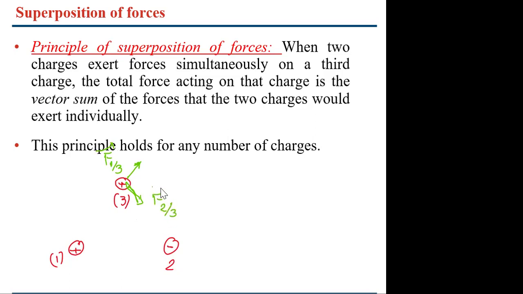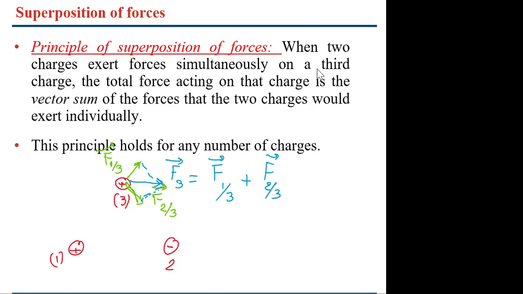This is F2 on 3. Good. What is the total force applied on charge 3? According to the superposition principle of forces, it's their vector sum. So we can draw the parallelogram formed by these two vectors, and this is our vector F3. It's the vector sum of the forces applied on this charge by the two charges. So it's the sum of the force exerted by particle 1 on particle 3 plus the force exerted by charge 2 on charge 3.